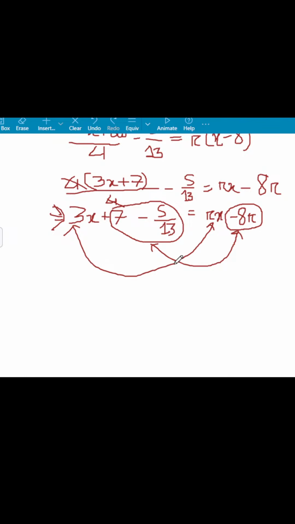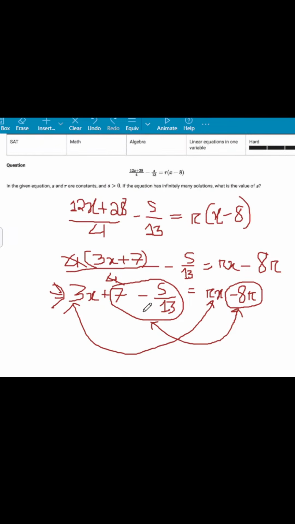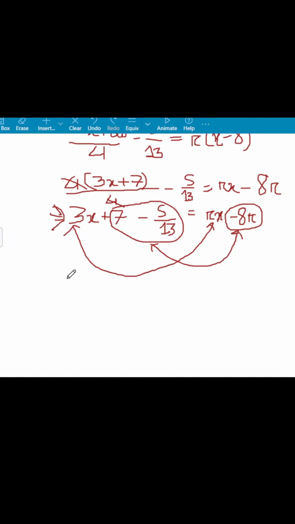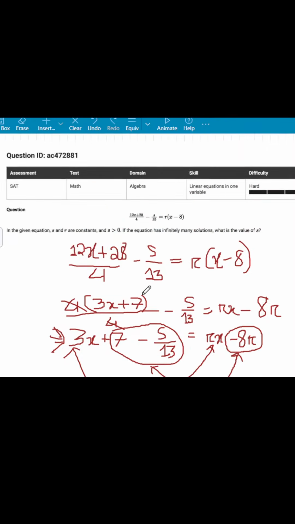Okay, so now first let me equate these x terms. Here we have 3x and here we have Rx, so that is simple. R will be equal to 3 then. Okay, so this is one value of the constant, R is 3.